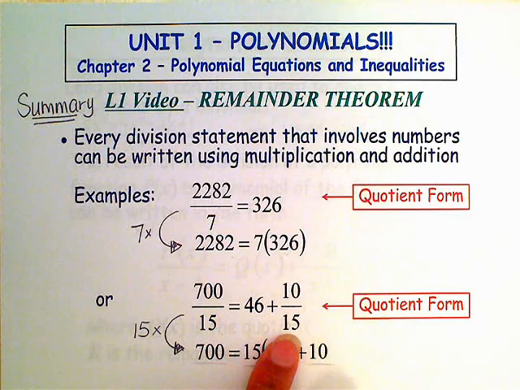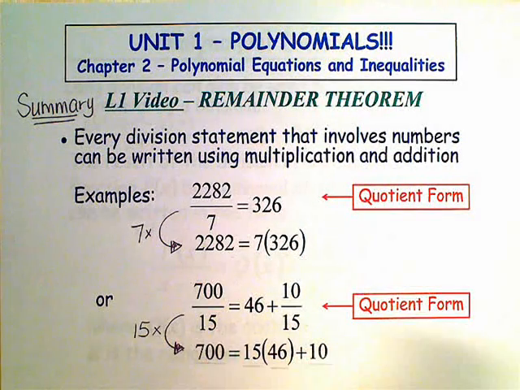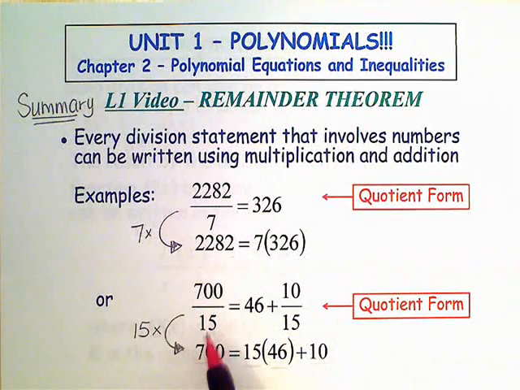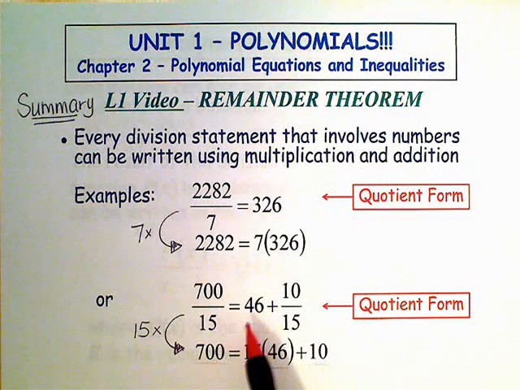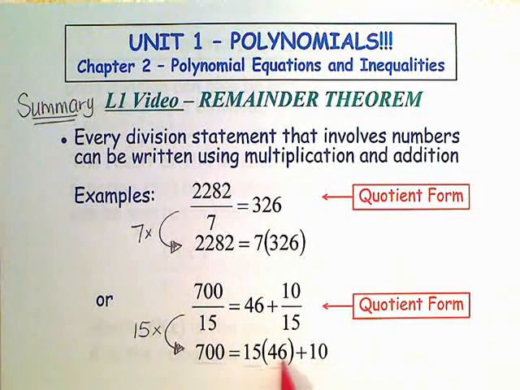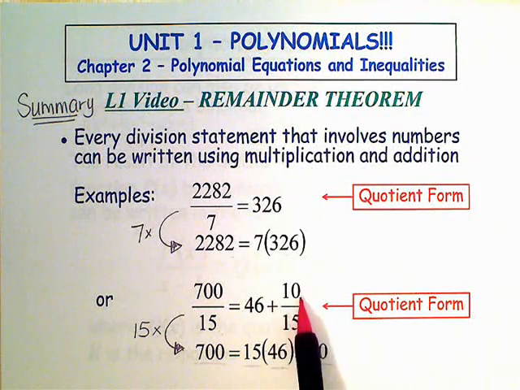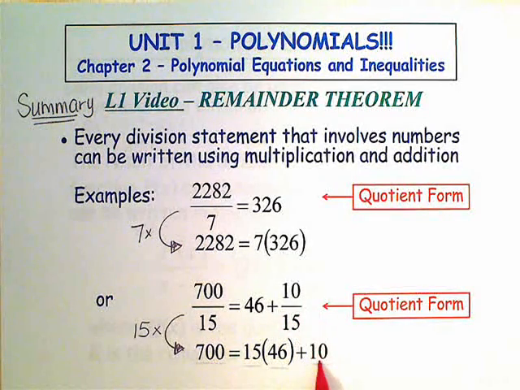Okay, and again, to check your work, you can rewrite this in multiplication and addition form. And the way you do that is by multiplying both sides by the divisor, which is 15. And once you do that, what happens is on the left-hand side, you're left with 700. And on the right-hand side, you're multiplying each term by 15. So you get 15 times 46. And then the last term here, which was a fraction, once you multiply by 15, the 15 reduces with the 15 in the denominator to leave you with 10.